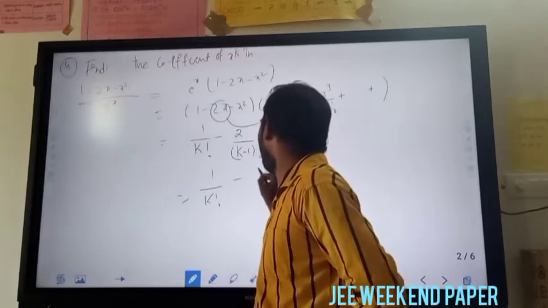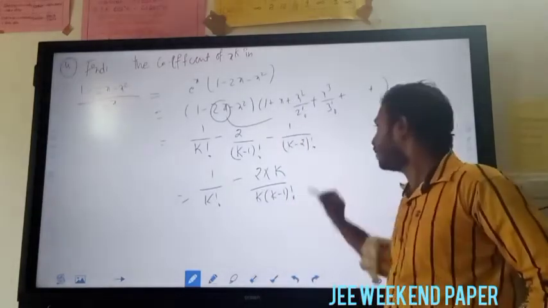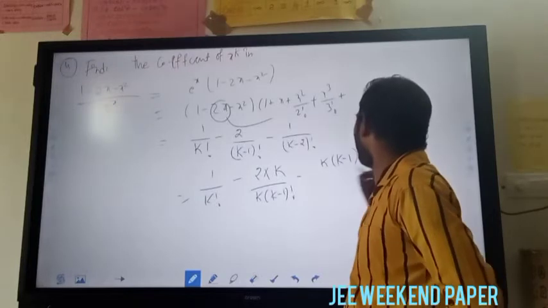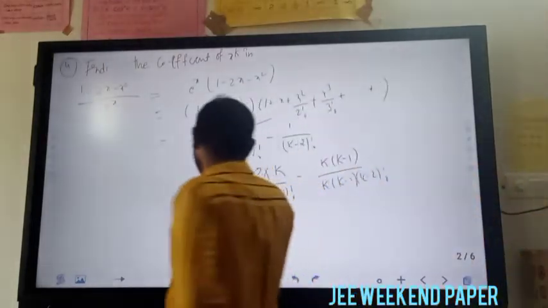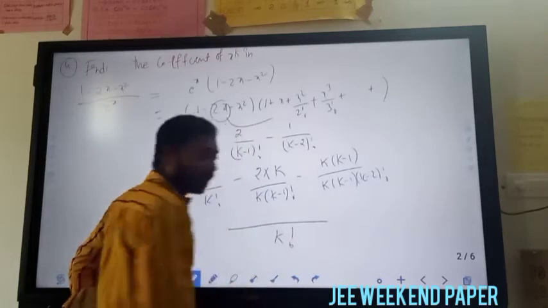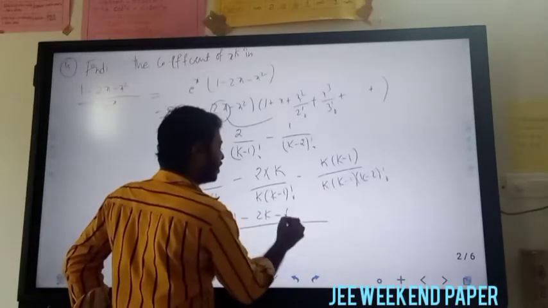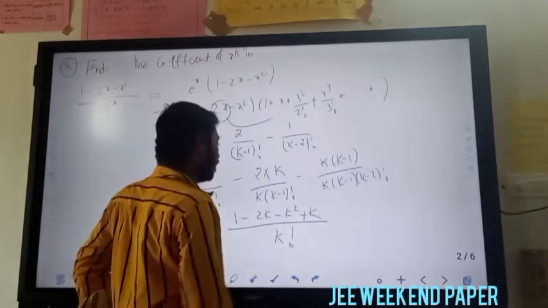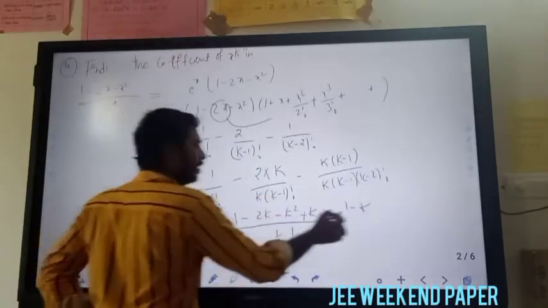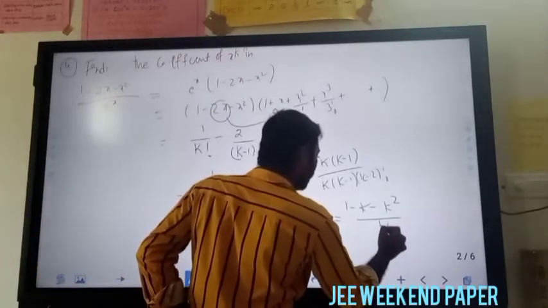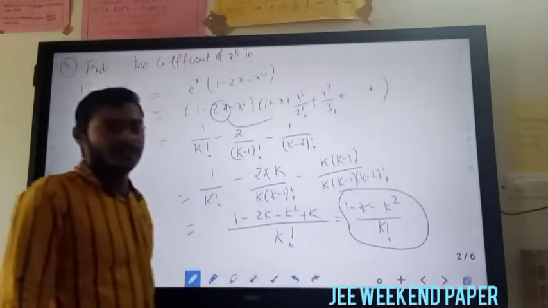To convert these denominators entirely into k factorial: 1 by k factorial minus 2 by k into k minus 1 factorial, where k cancels, plus 1 by k into k minus 1 into k minus 2 factorial. Together we get k factorial in the denominator. In the numerator, 1 minus 2k plus k into k minus 1, which is k square minus k, so totally we get 1 minus 2k plus k, which is 1 minus k, and minus k square by k factorial. So this is our required answer.